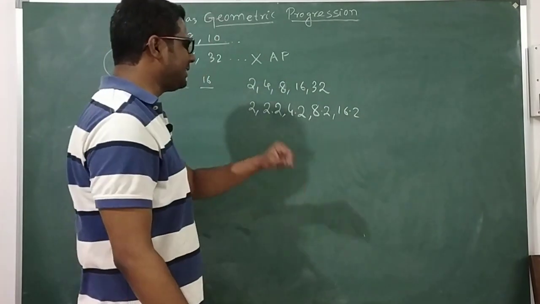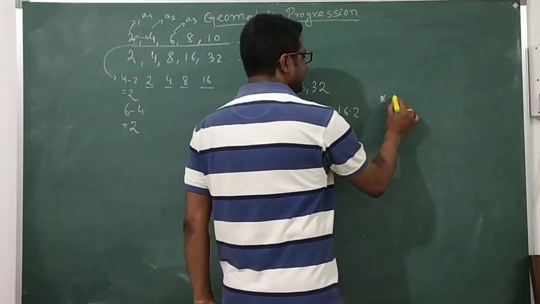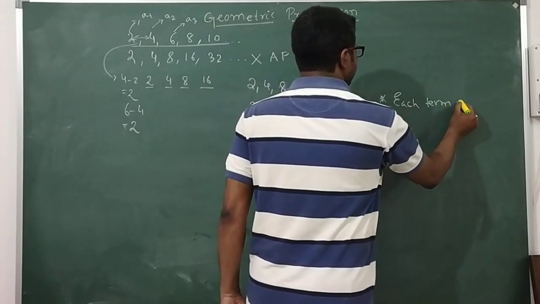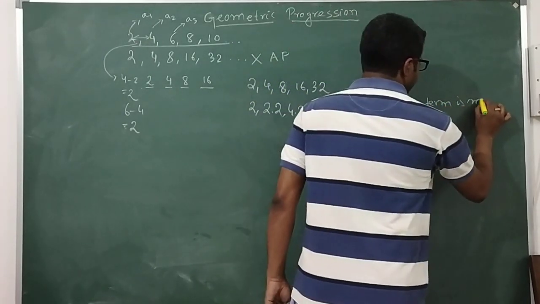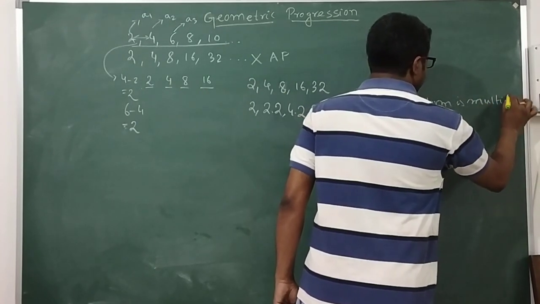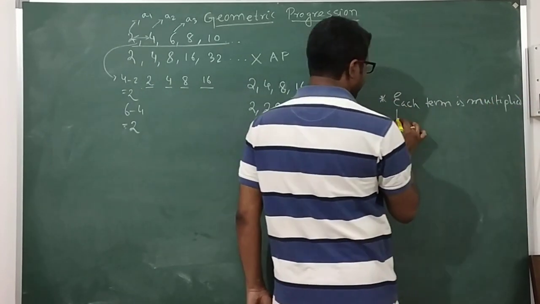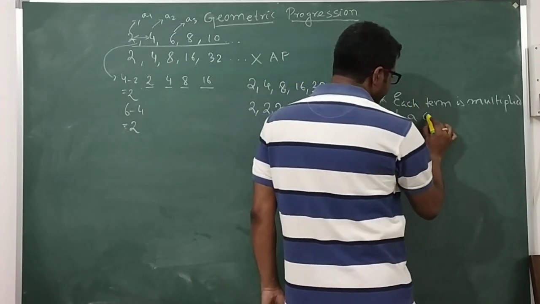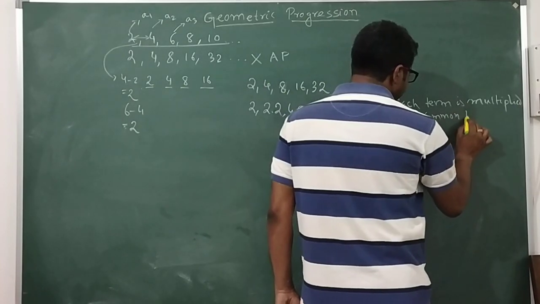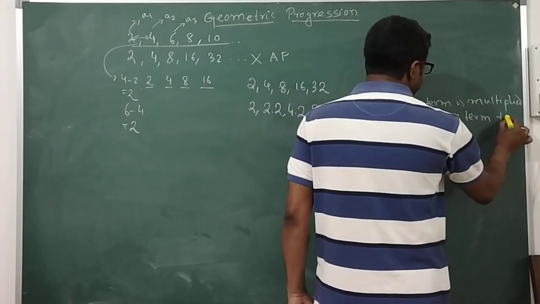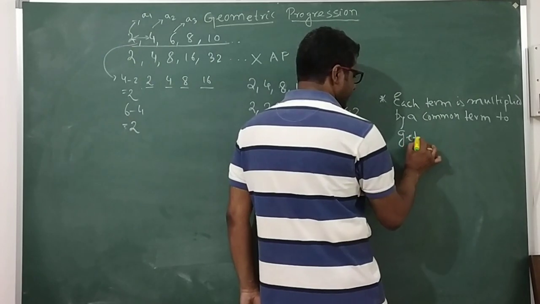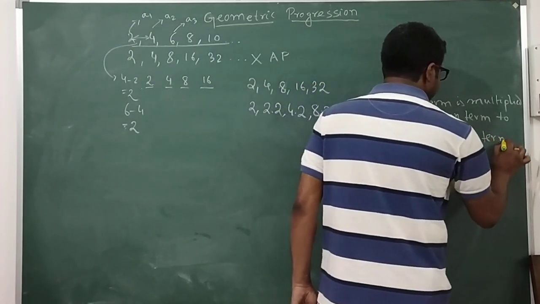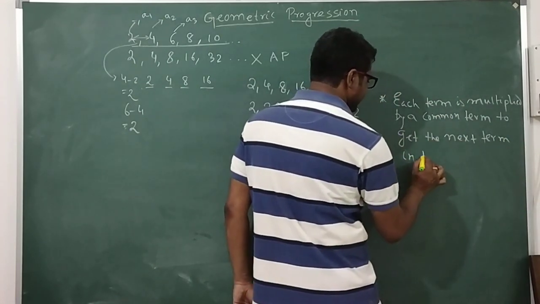So obviously in a GP series the first thing that we are seeing is that each term is multiplied by a common term to get the next term in the series, right?